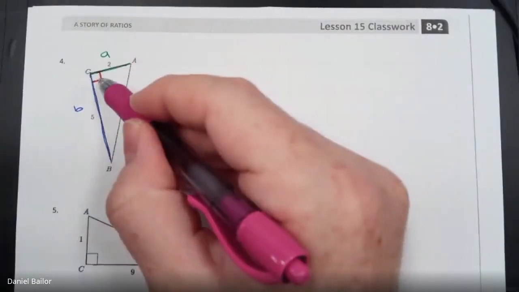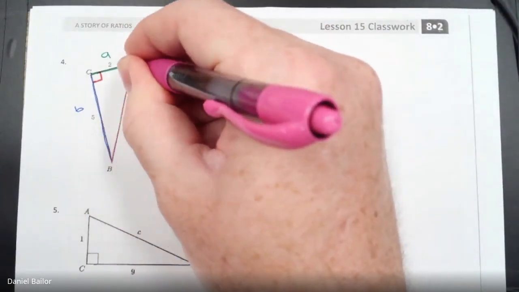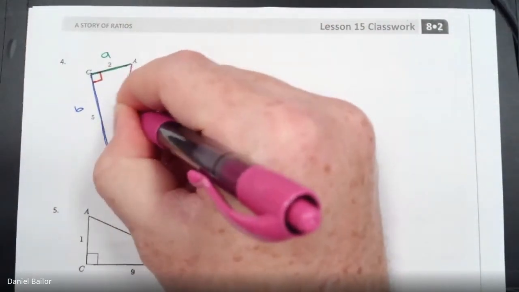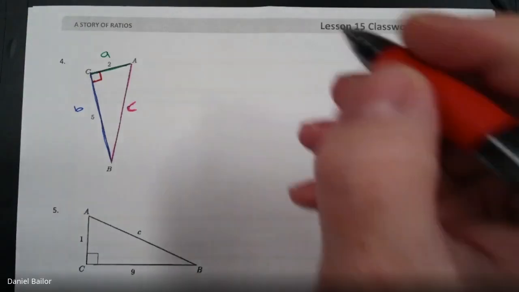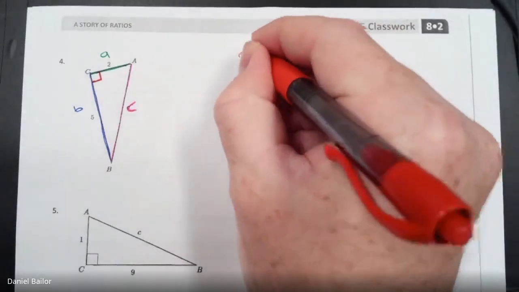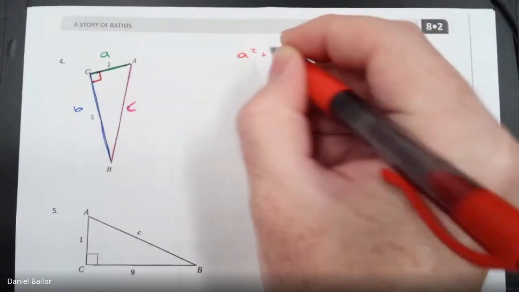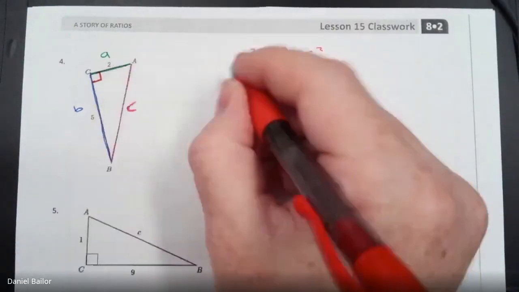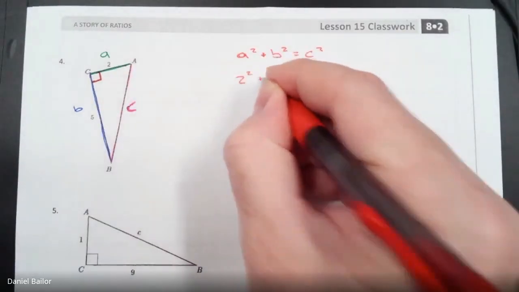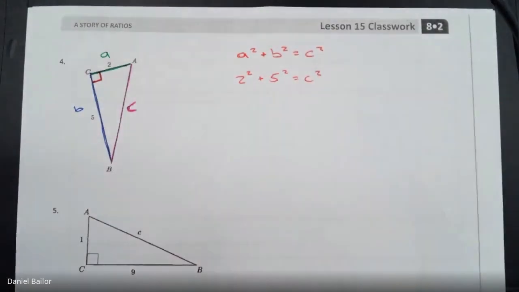Step 1, find the right angle. Step 2, find the legs. Step 3, the hypotenuse is opposite the right angle. So we know where A, B, and C are. Now we can use the Pythagorean theorem. A squared plus B squared equals C squared, because we know where A, B, and C are. A for this triangle is 2. B for this triangle is 5, and C is still unknown.